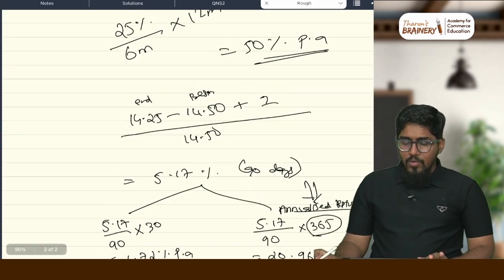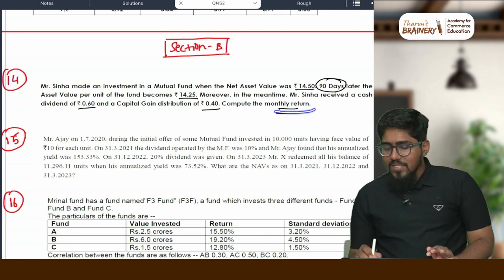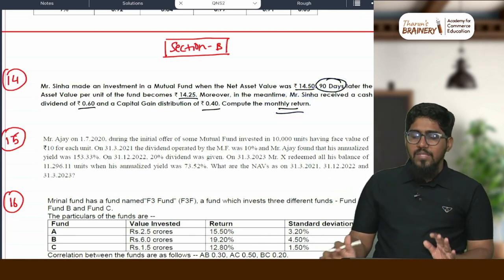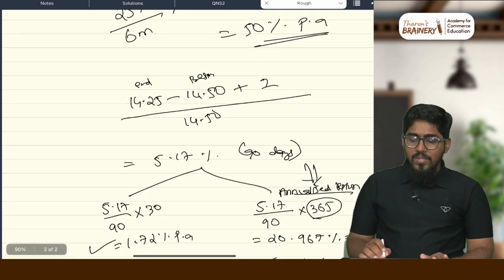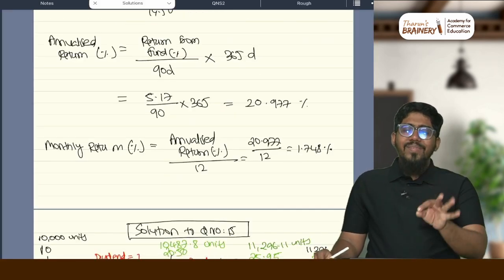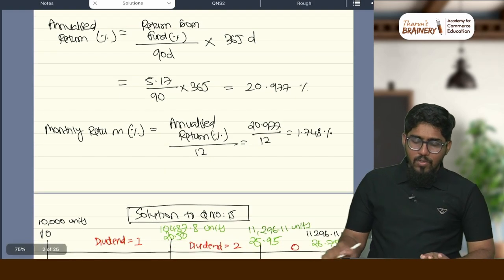People will make the mistake of not reading this as a monthly return and not seeing the 90 days, directly doing the problem as 1.77. They will put something like 5.17 and then put the answer, and you will not even get a single mark. So always reading the question is more important than solving it.